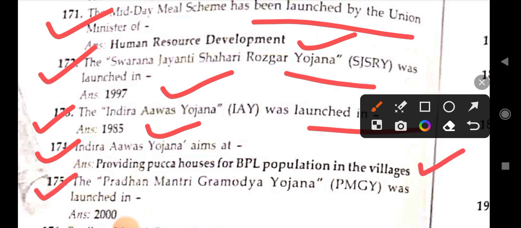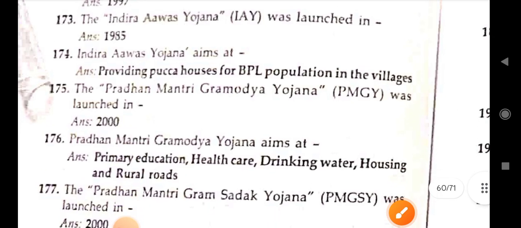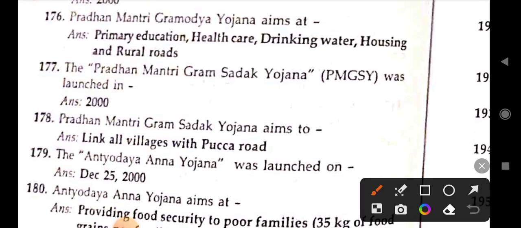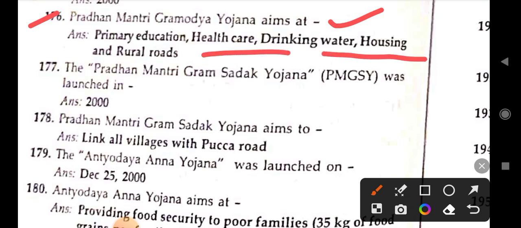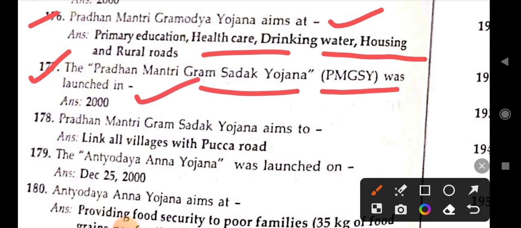Next, the Pradhan Mantri Gramodaya Yojana, PMGY, was launched in 2000. The Pradhan Mantri Gramodaya Yojana aimed at primary education, healthcare, drinking water, housing and rural roads. Next, the Pradhan Mantri Gram Sadak Yojana, PMGSY, was launched in 2000. Pradhan Mantri Gram Sadak Yojana aimed to link all villages with pucca roads.